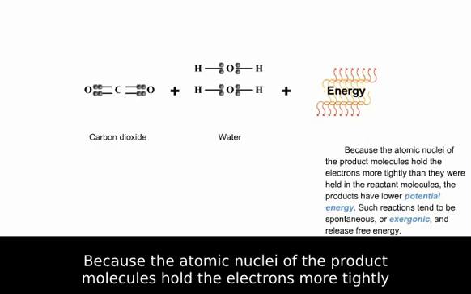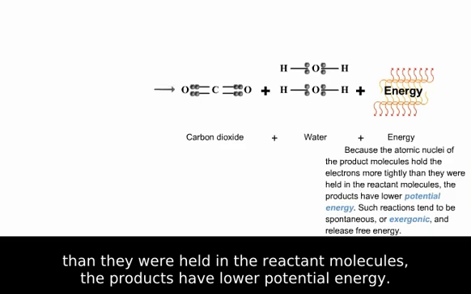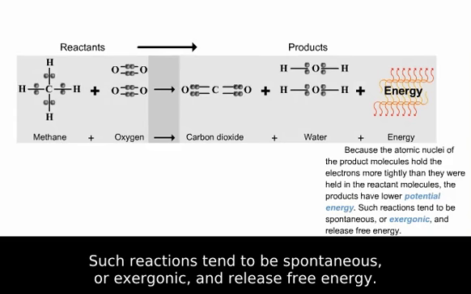Because the atomic nuclei of the product molecules hold the electrons more tightly than they were held in the reactant molecules, the products have lower potential energy. Such reactions tend to be spontaneous or exergonic and release free energy.